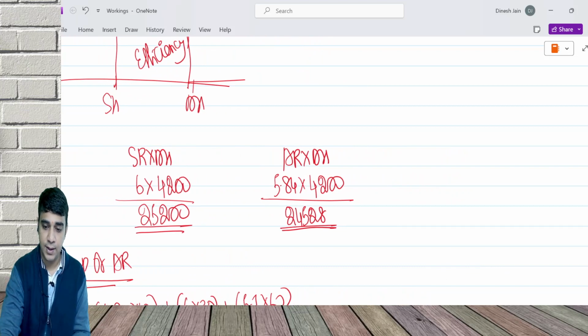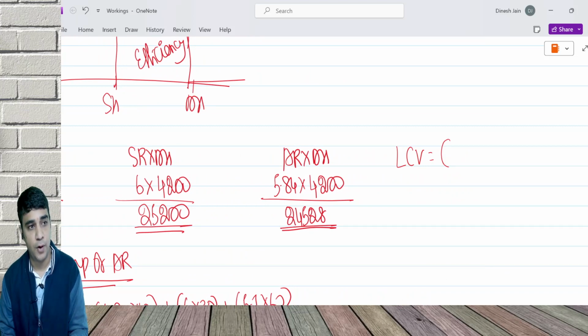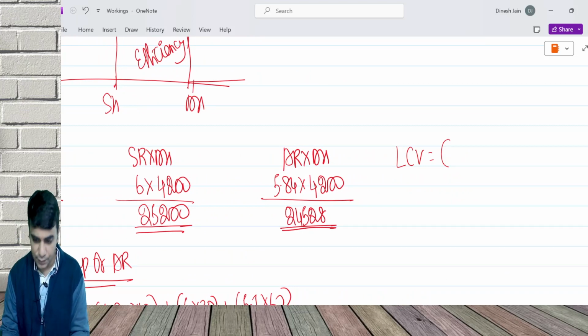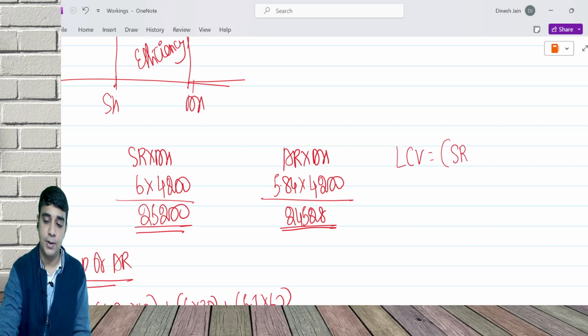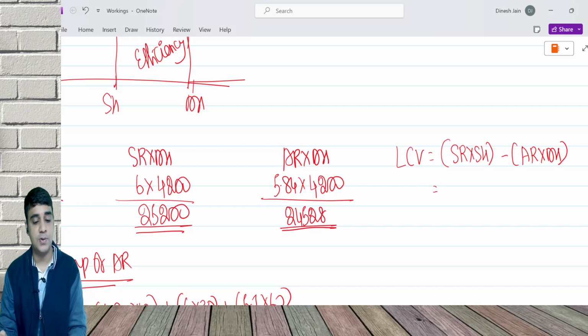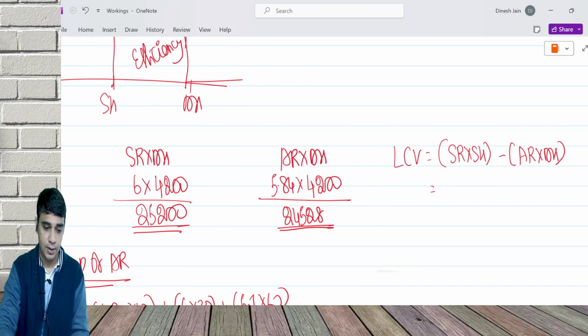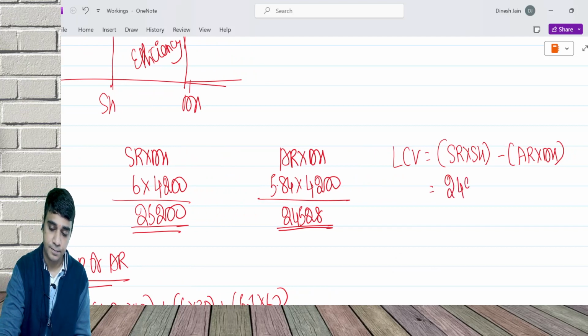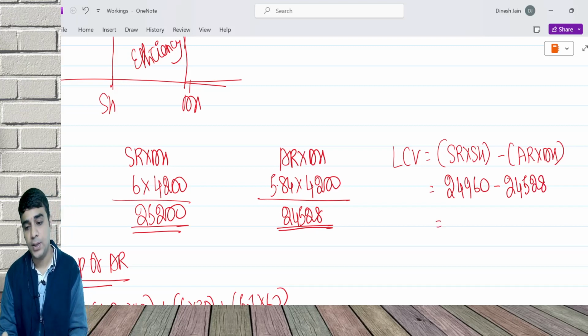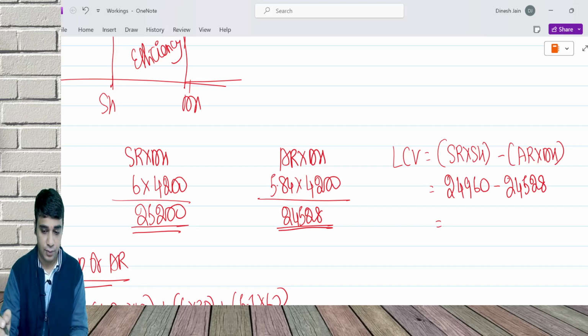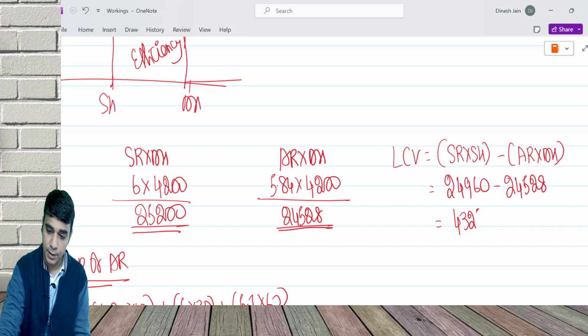Now, labor cost variance equal to, the chart will give you the formula. Labor cost variance equal to SR into SH minus AR into AH. 24,960 minus 24,528. 432 favorable.